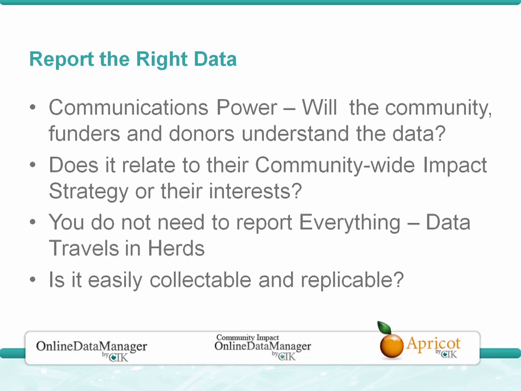Also, you do not need to report everything because data typically travels in herds, as Mark Friedman says. Because again, if you have data, typically all that data will be going the same way, so you don't have to collect everything. Just look for those items that have the strongest communication power and relate strongly to your overarching goal and collect that data. At the strategy level, at the program level, you may need to collect more information so that an agency, a strategy, can make the mid-course corrections that they need. But at the community-wide level, you don't need to report everything. Just look for those one or two indicators, that one or two data elements that really will tell your story to the strongest point possible.